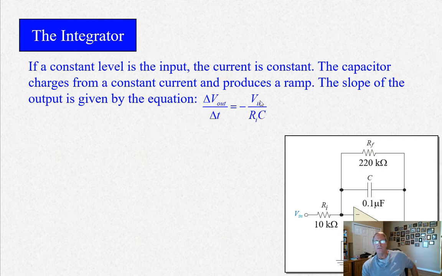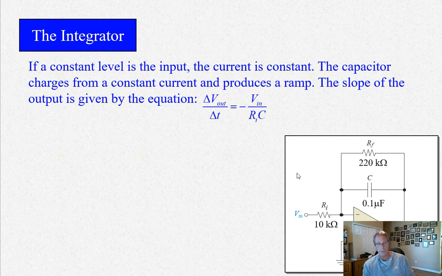So as long as Vn is something, the R1C, when you multiply those together, it's a time constant. It's in seconds. So we have voltage over seconds equals voltage over seconds. Now it's a minus sign, obviously, because it's an inverting topology. So you get a negative ramp coming in if you have a positive voltage here. If you have a negative voltage here, you get a positive ramp.